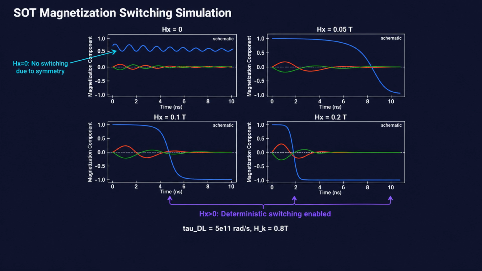These simulations demonstrate SOT switching with different symmetry-breaking fields. With zero in-plane field, magnetization oscillates but doesn't switch deterministically. Adding even a small in-plane field breaks the symmetry. The traces shown are conceptual illustrations. A non-zero in-plane field, such as 0.1 Tesla, breaks the symmetry and makes deterministic switching possible. This shows why practical SOT devices need symmetry breaking.